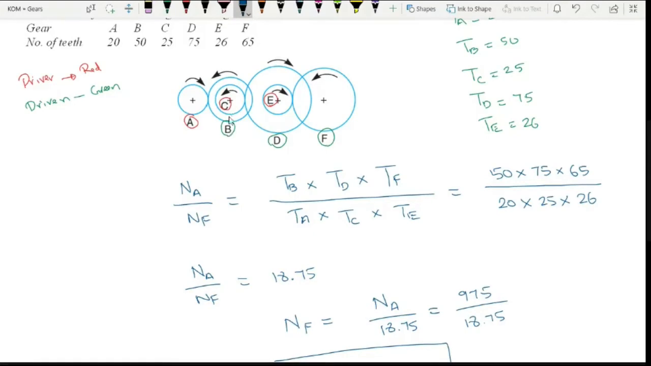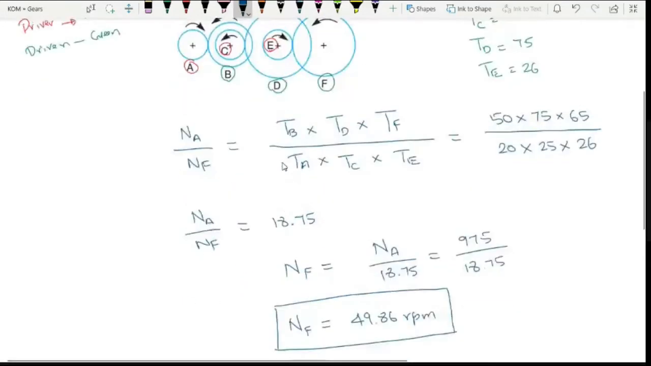Similarly, C is not connected to A's shaft, so C is in the same shaft as B. If C is a driver, then D is a driven. Similarly, E is a driver and F is the driven.